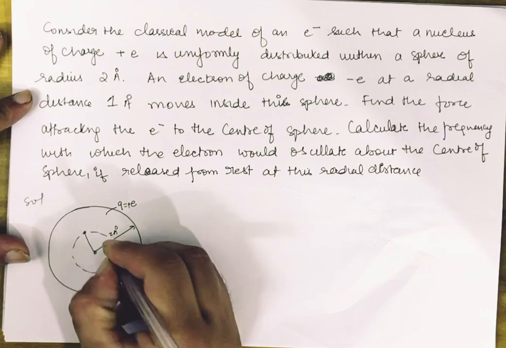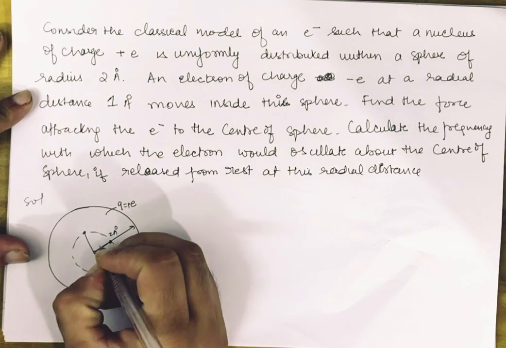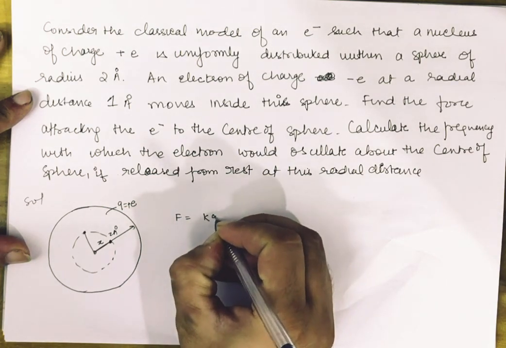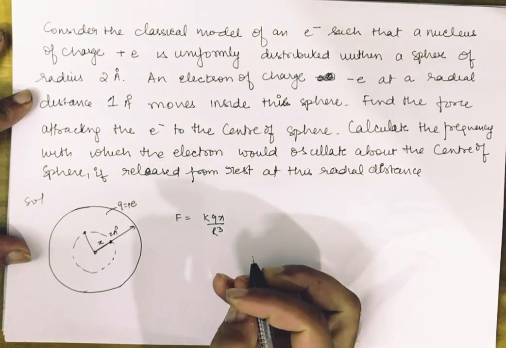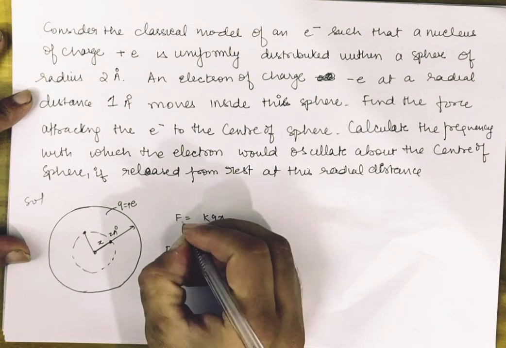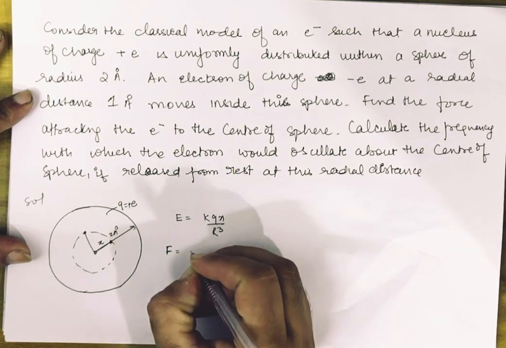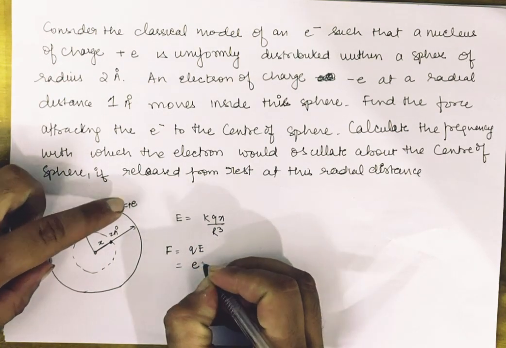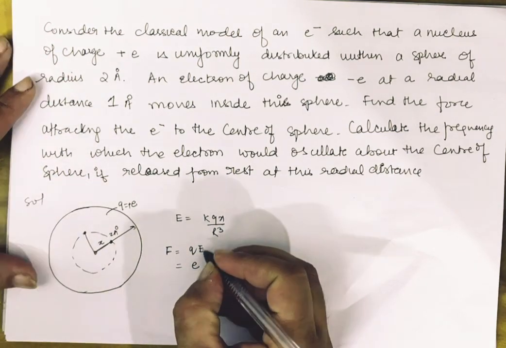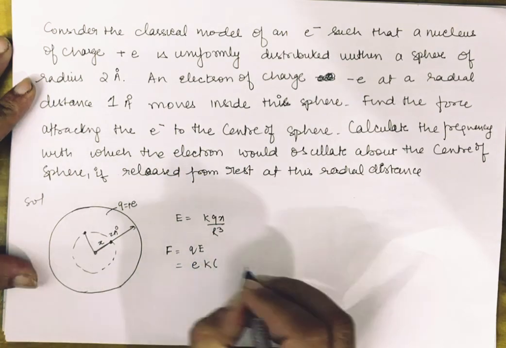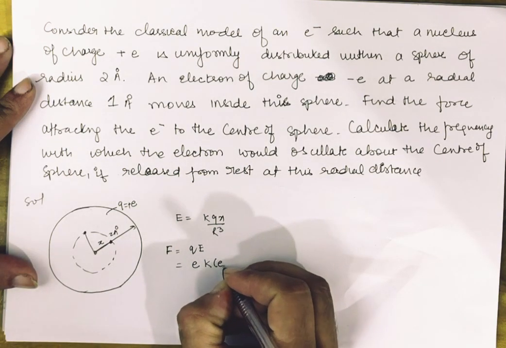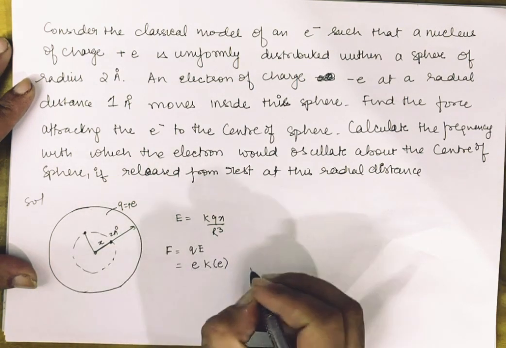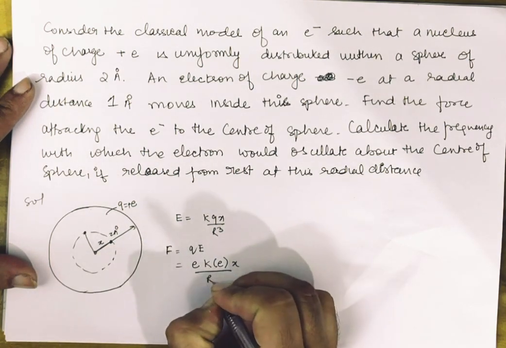So we know that if we find the electric field at some distance x, the formula is E equals kqx by r cube, where this is the electric field. So force will be charge times electric field. The charge we have is the electron, which is experiencing the electric field at a distance x. That electric field is given by this formula. We do not use a negative sign when finding force. So we just write e, and the x distance is given to us as 1 angstrom, upon r cube.